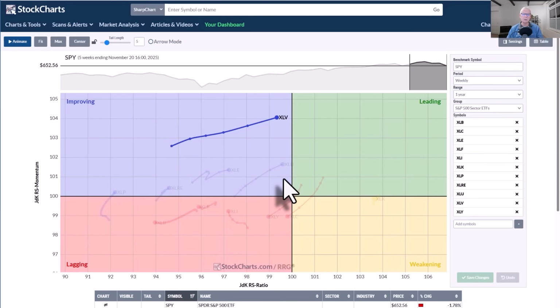And the same goes with healthcare. Healthcare has been climbing the ladder steadily over the last few weeks. And look how long, it's the longest tail. That means there is a lot of strength behind that move. And it's got the highest RS momentum reading. So it's a strong move heading towards the leading quadrant. It is one of the better sectors at the moment, hence the outperformance recommendation. And then the last one is consumer discretionary. And that has now rotated clearly into the lagging quadrant.